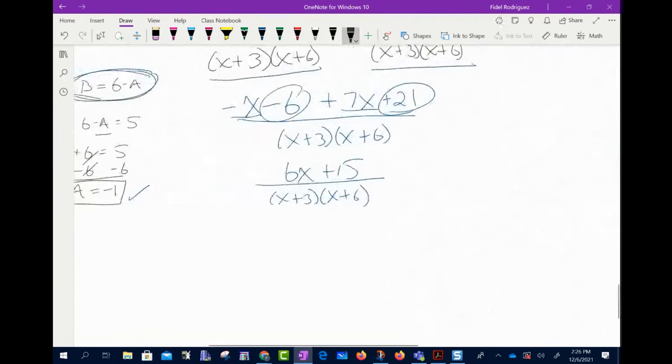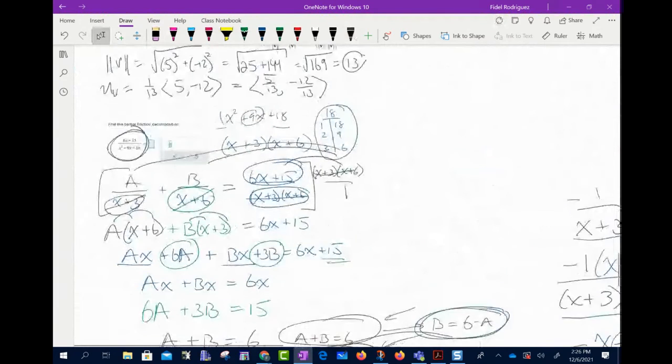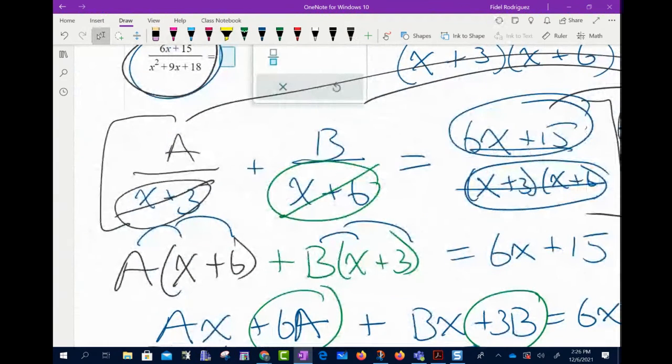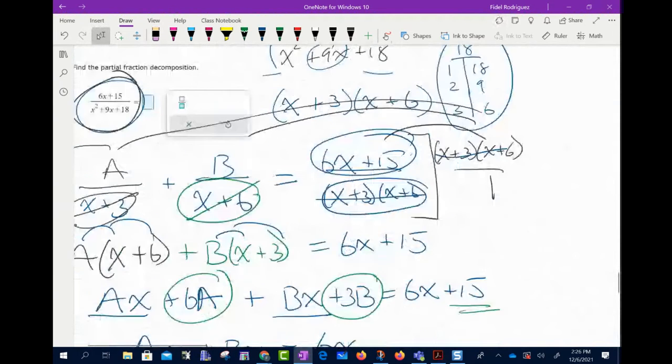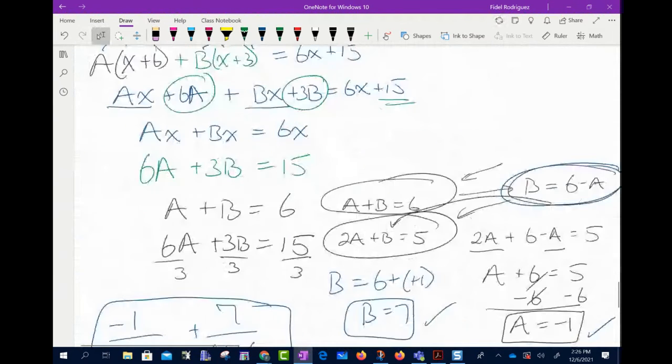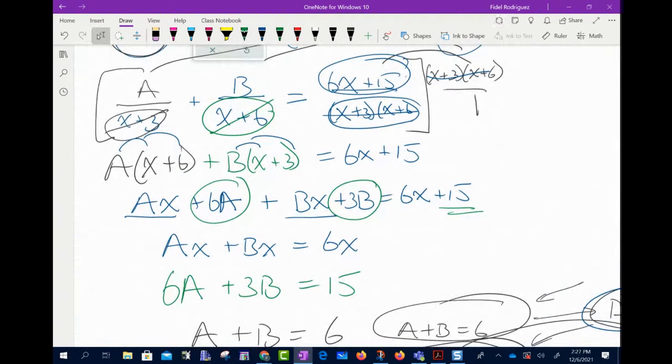So hold on, because I want you to think about this for a second. The A and the B, look where the A and the B were. The A is the number over the x plus 3. The B is the number over the x plus 6. When I'm solving my system, which letter I solve for is not important, right? But that number A is the number over the x plus 3, and that number B is the number over the x plus 6. And if I switch them around, it's not necessarily going to be the same thing, right?